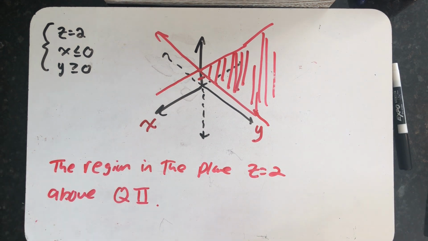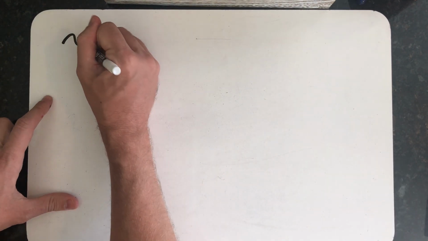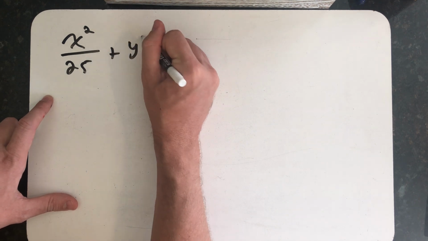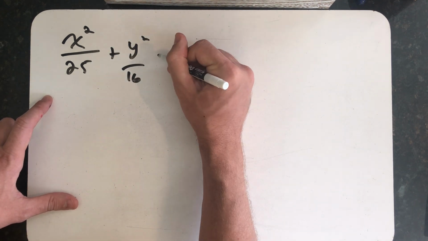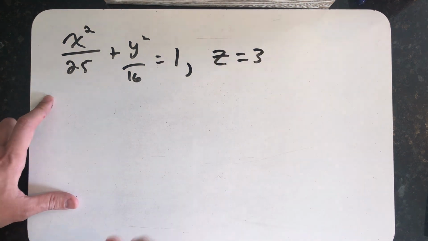Okay, and then one final example of equations and inequalities determining regions in space. I want to consider x squared over 25 plus y squared over 16 is equal to 1, but only when z is equal to 3.